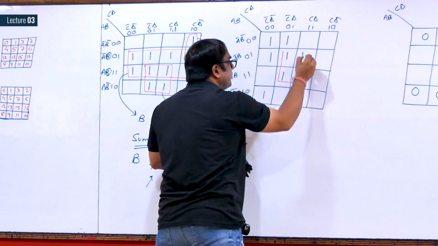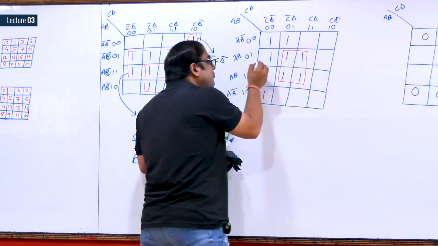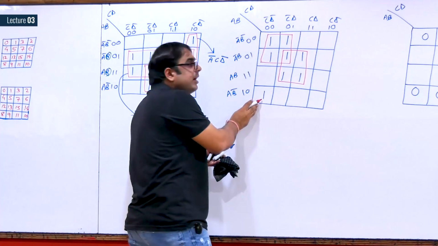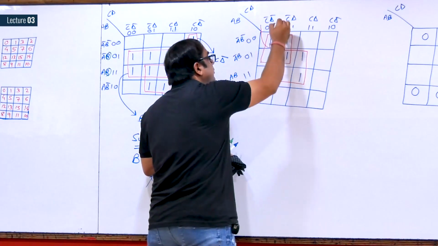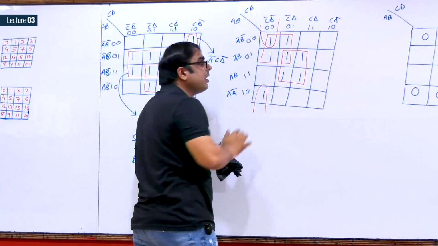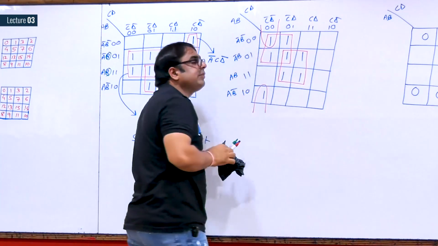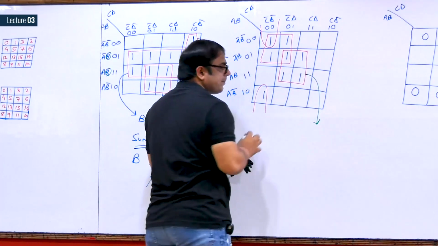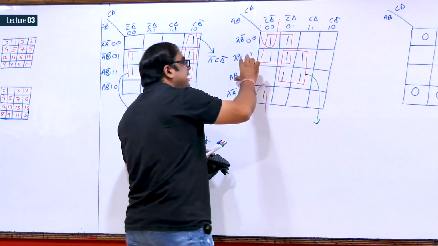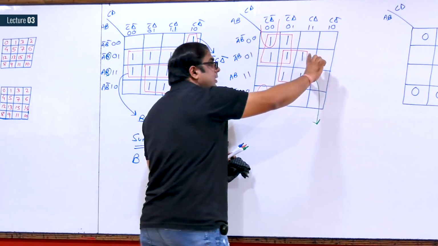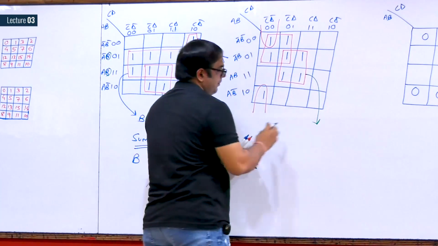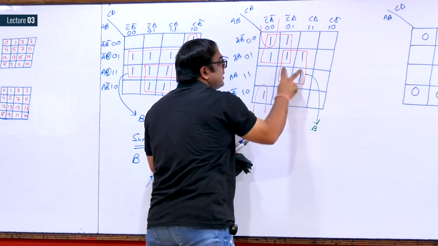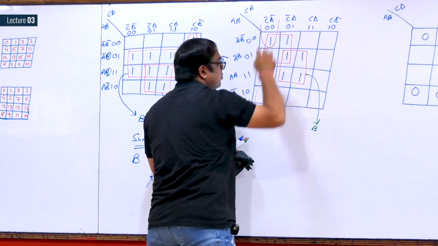This is a quad. We have another quad. If you see this minterm, this is a pair. If you see this minterm, it will come in pair. Now come step by step. First this quad: from this side, B is common. And in this quad, D is also common.